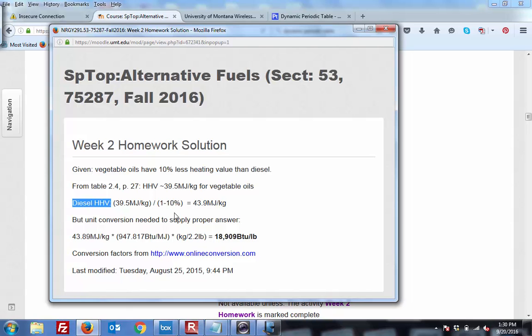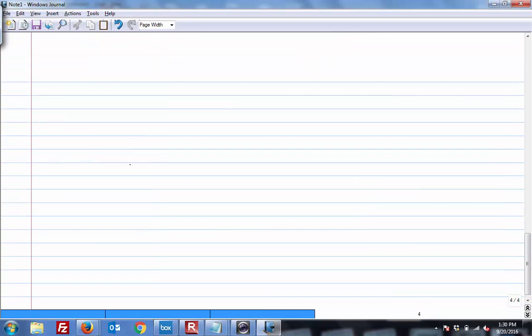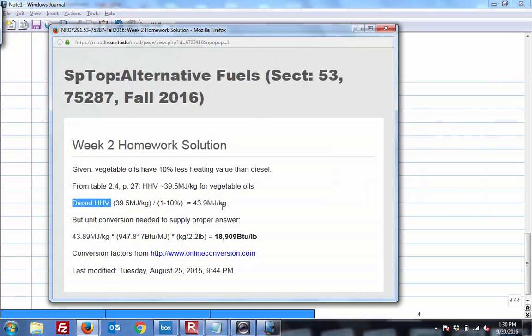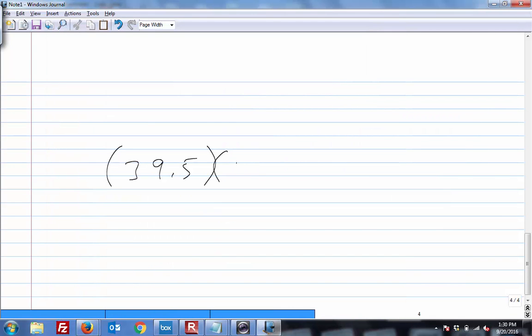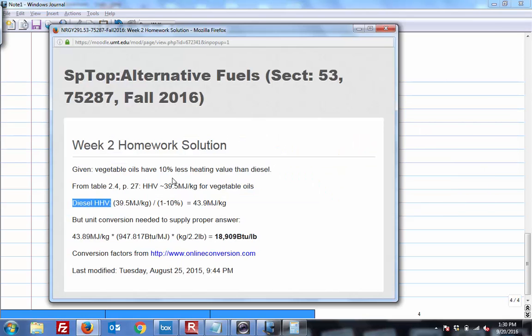The way this should just be written is, that's a little wonky. Let's just write it out like this: 39.5. I think that should just read times. Well, another way to look at it is multiplied by 110%. So 39.5 times 1.1 equals 43.45, thereabouts. So coming up with an answer on that order is correct.